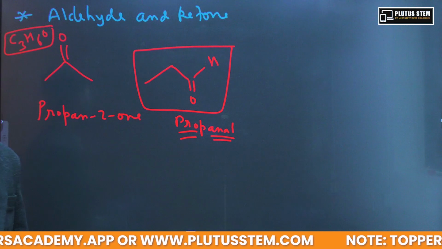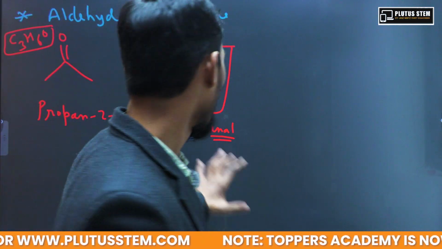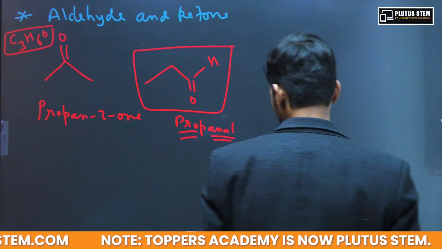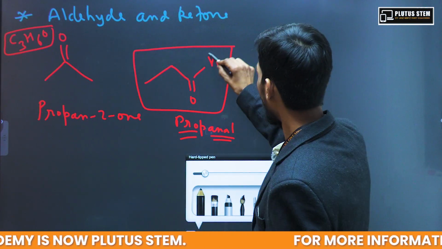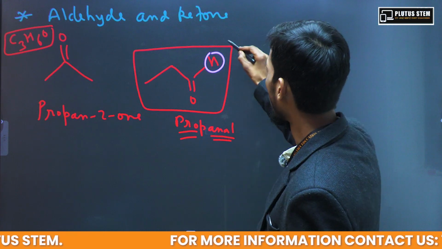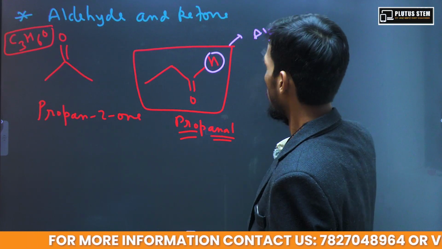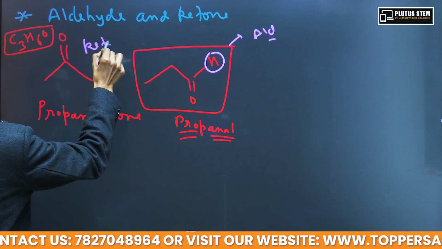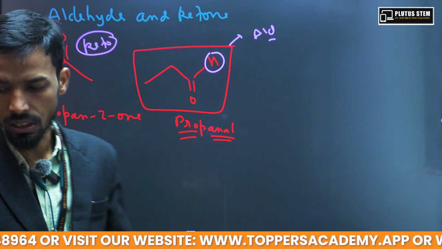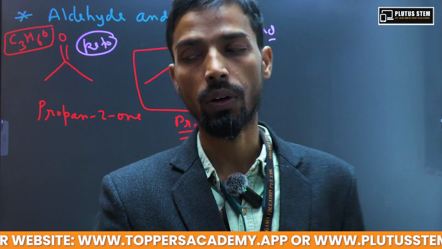This compound is propanal. The difference over here is that this has one side hydrogen and another side carbon, so it is an aldehyde. It has carbon on both sides, so it is a keto group. So keto and aldehyde functional group isomers we are seeing over here.